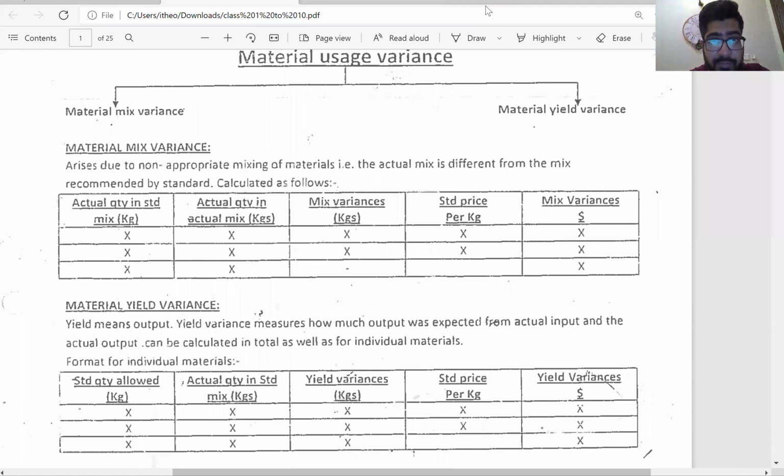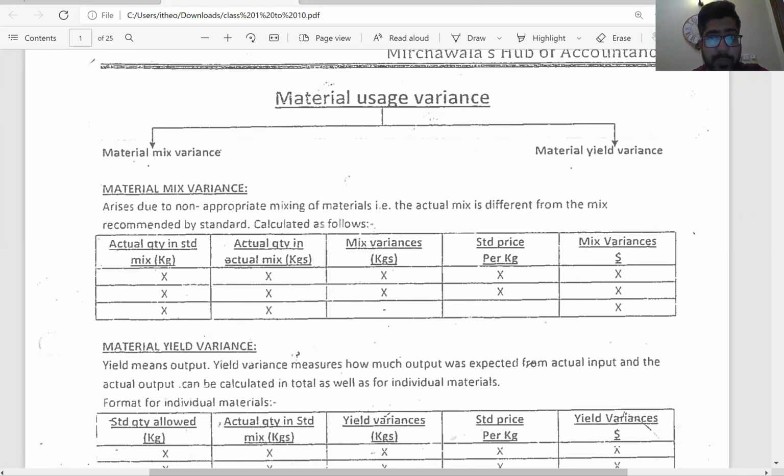This is the notes file which I have shared with you. Just telling you one thing from this. See, the first thing, material usage variance is divided into two things: material mix variance, material yield variance. Now, what is material mix variance? I want you to pay attention to this definition.